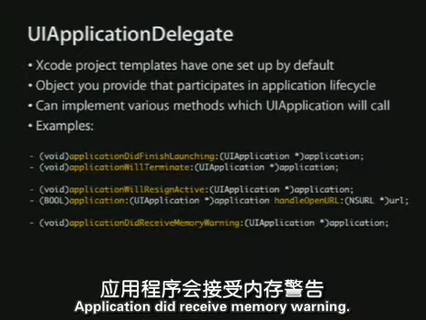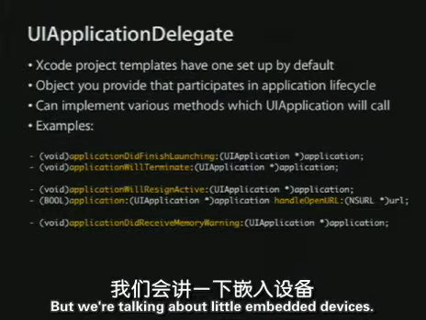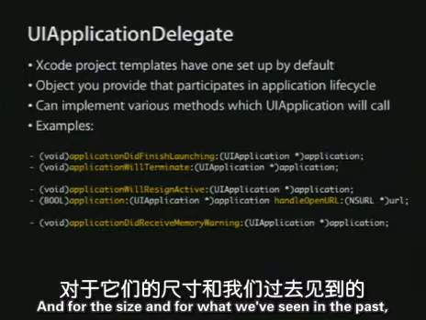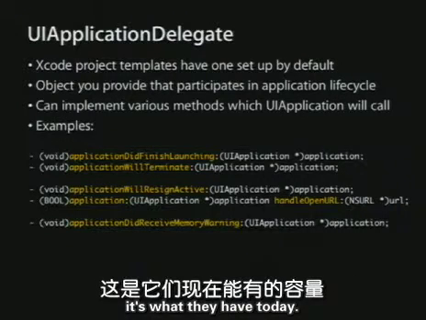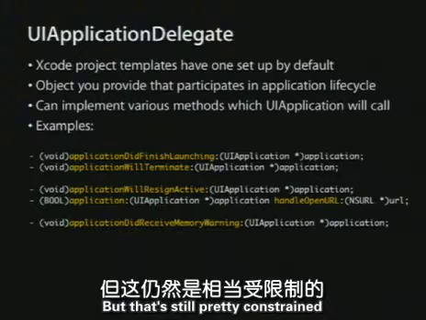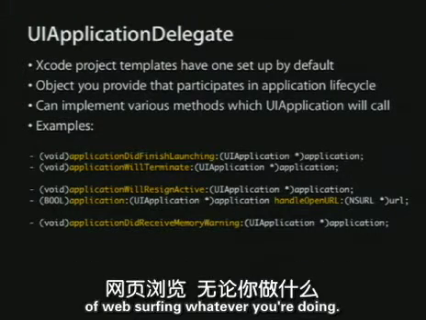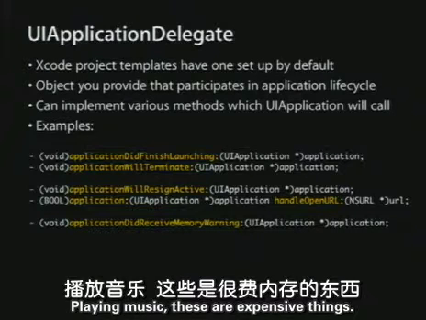Application did receive memory warning. This one's important. I think we'll actually spend more time on this one later in the term, but we're talking about little embedded devices. And for what we've seen in the past, sure, they have a lot of memory, 128 megs, I think, is what they have today. But that's still pretty constrained when you're downloading lots of images, when you're doing a lot of web surfing, whatever you're doing. You're still very constrained. Playing music, these are expensive things.